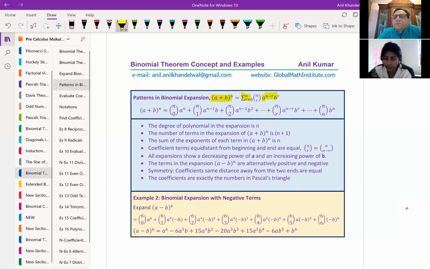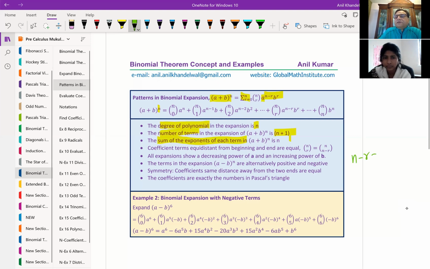Now, a few observations which we can make: what is the degree of the polynomial? Well, whenever you expand binomials, the degree of the polynomial is n, the same as the exponent of a plus b. Number of terms, we saw that the number of terms is one more than the degree of the polynomial. What is the sum of exponents of each term? So exponents, if you add, that means n minus r plus r. What is n minus r plus r? Definitely, it is equal to n. And so, the sum of the exponents is always n. Clear?